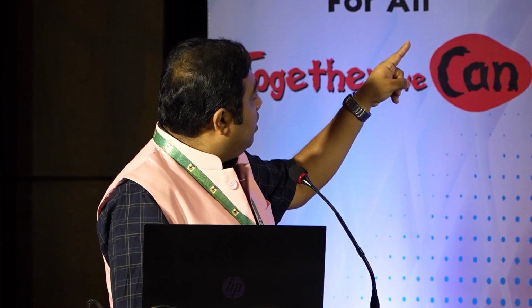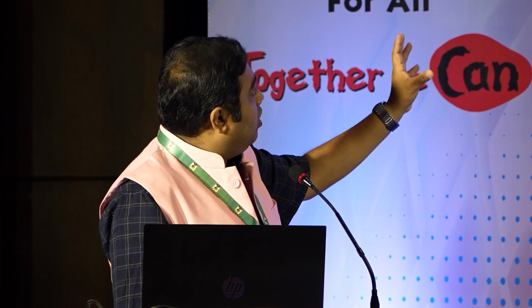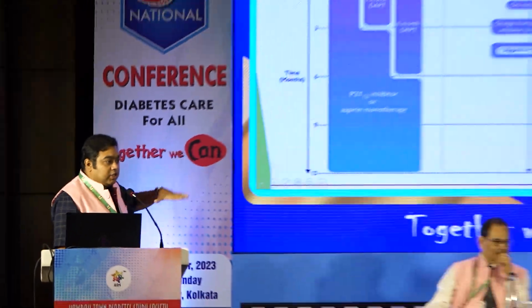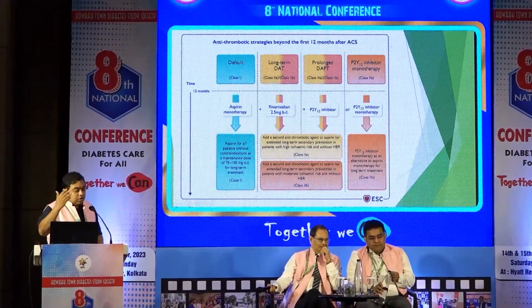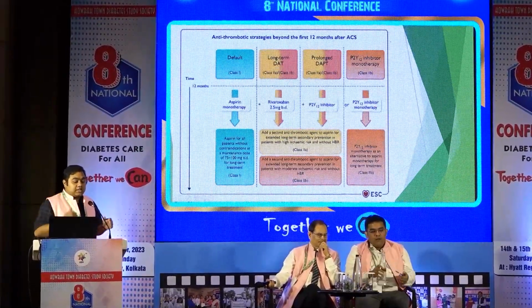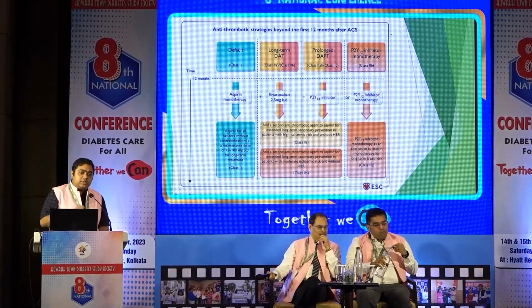Okay. So this is an important slide, the abbreviated DAPT strategy. After 1 month of DAPT, we can go for single antiplatelet if there is high bleeding risk. If there is no high bleeding risk, then we have to continue these drugs up to 12 months. If there is more or less chronic scenario, then we can go for DAPT for 6 months. In acute scenario, we have to continue for 12 months. And after 12 months, aspirin is our default molecule. We have to go for single use of aspirin.